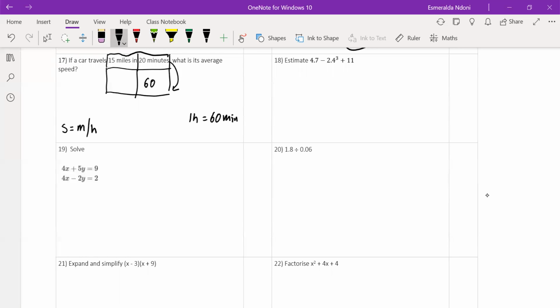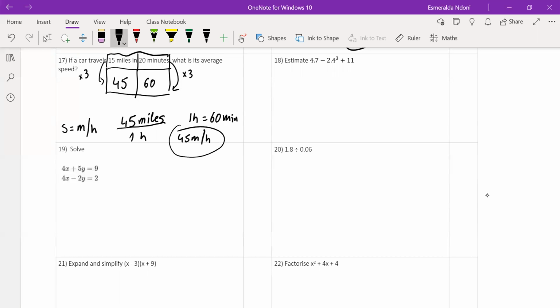We're going to have a look as to what is the connection there. 20 to go to 60 is times 3. So 15 times 3 would give you 45 miles. So 45 miles in 60 minutes, hence is 45 miles per 1 hour. That's the speed, 45 miles per hour.